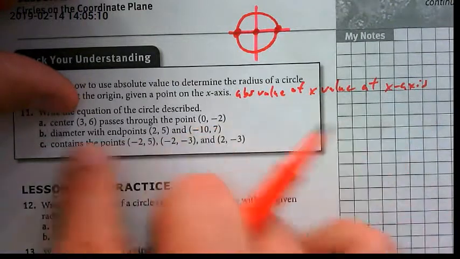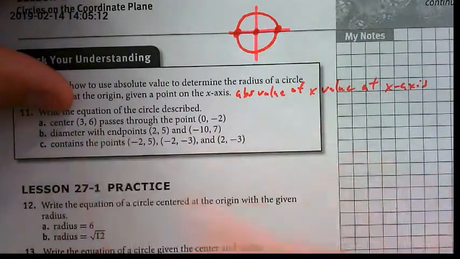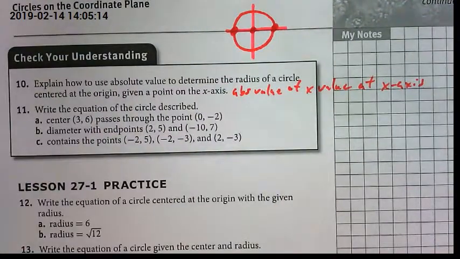So we have a center point. What else do we need in order to write our equation? So you need two things. You need the center and you need the radius. How do you find the radius? So we're given a center and a point on the circle. How would you find your radius?